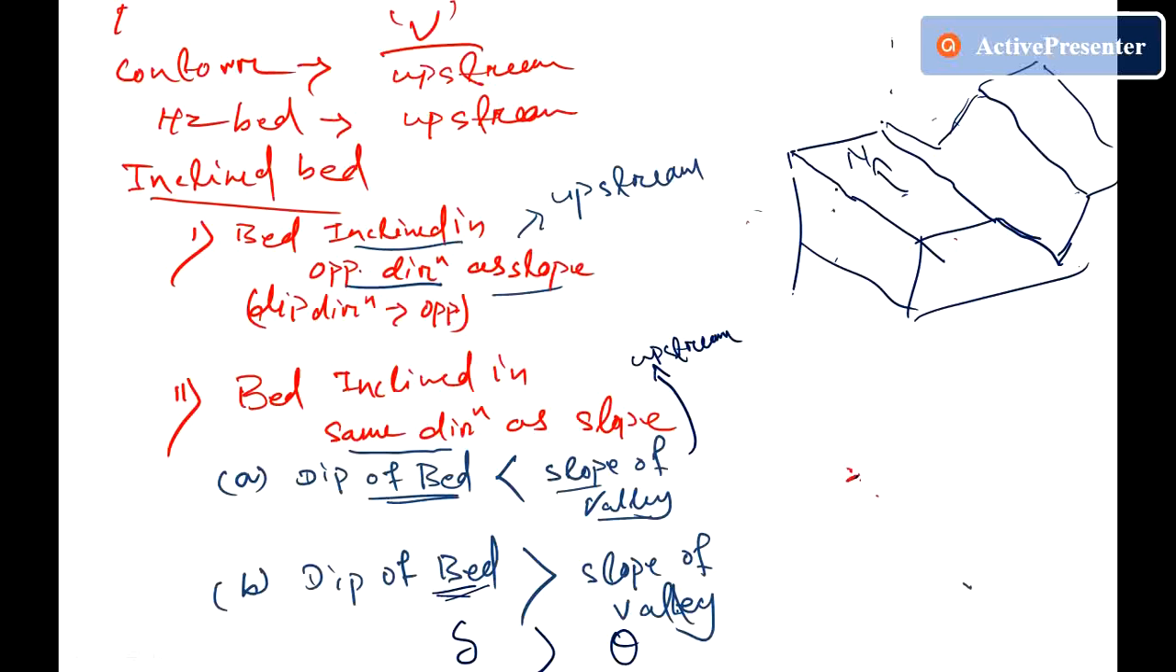Let me draw it in another color. So this is the bed. You can see here, this is my horizontal, and this is my slope theta. Now this is my horizontal, and this is my angle delta. So you can see the delta is greater than theta.